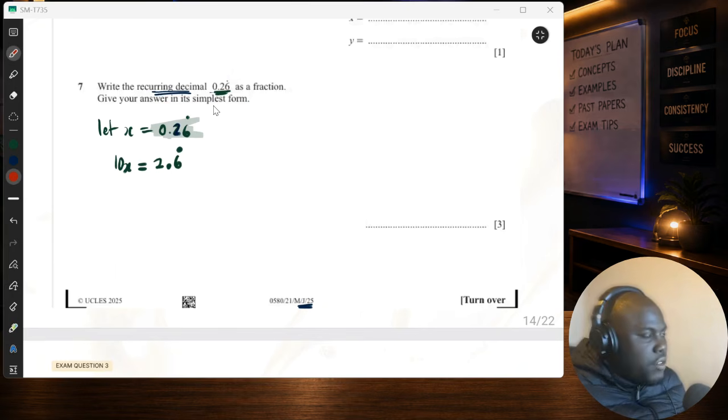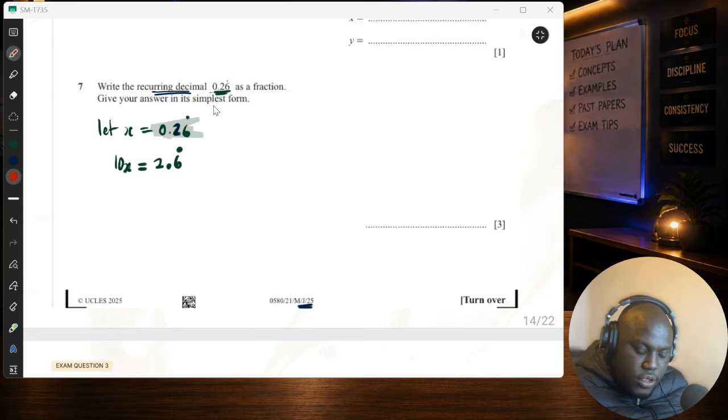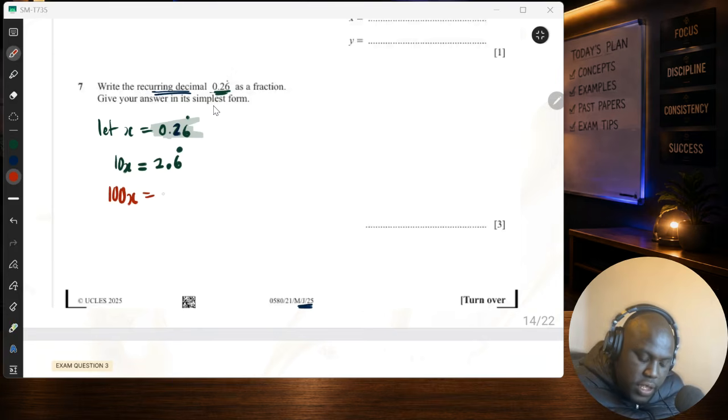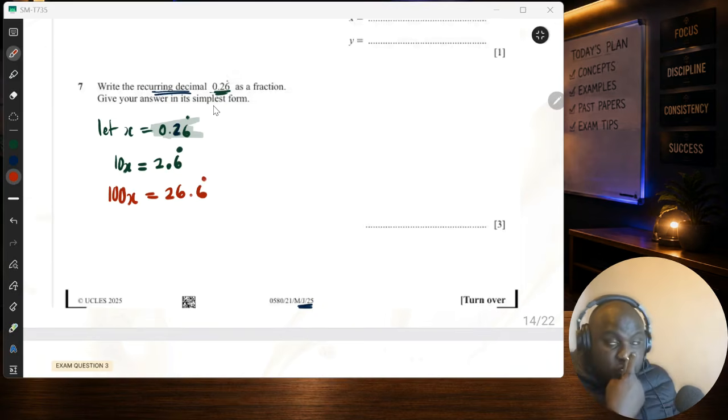Now that we have 10x, what are we going to do? We make a new version of x. The new version of x should be what? Look at how many digits are recurring. Only one digit is recurring. So we add one more 0. It'll be just 100x because it has only one digit recurring. So this actually becomes 100x. What will it be? It would be 26.6 recurring. Only one 6 moves on.